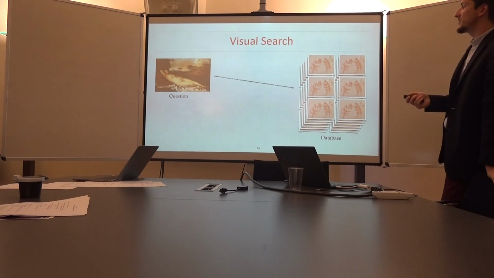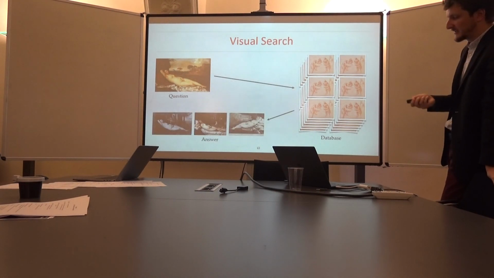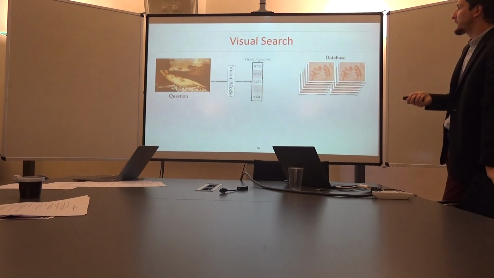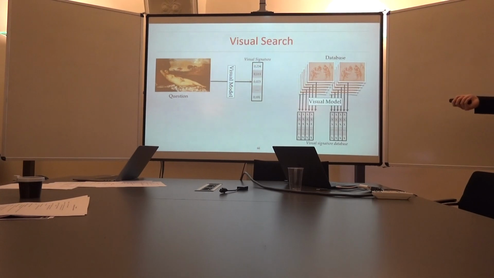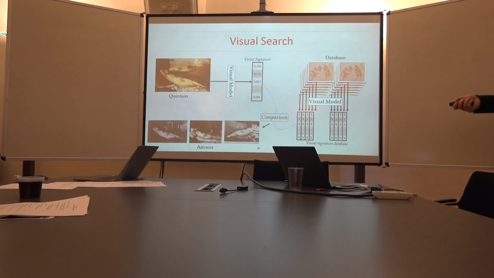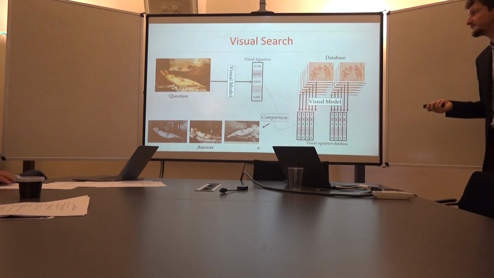You have a question, and you want to ask a database and get the most similar images. In practice, you make the query go through a visual model and compute a visual signature. You have a visual signature database for all the images, and you compare all the visual signatures with each other and it gives you the answer. So what's clear here is that the only thing that matters is the visual model, how good it is and how well it encodes the information you care about.